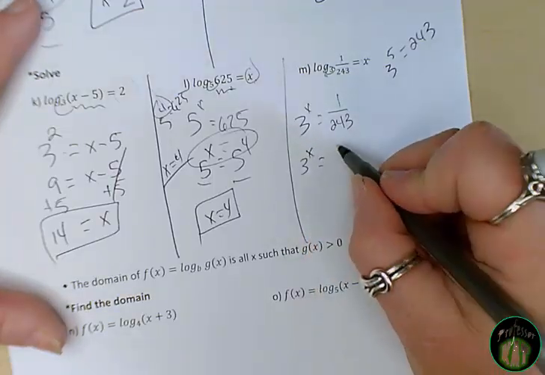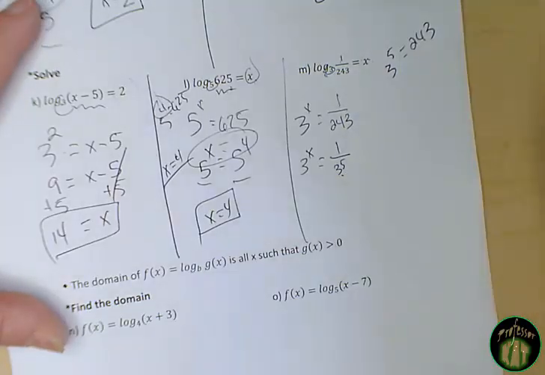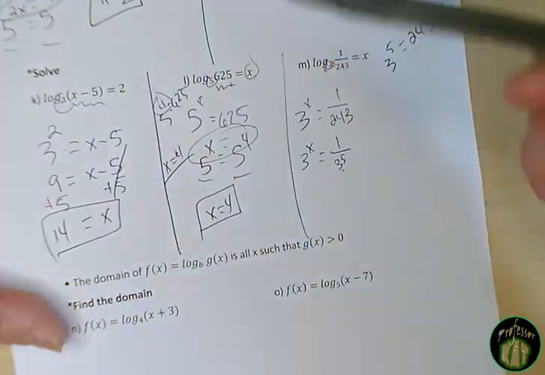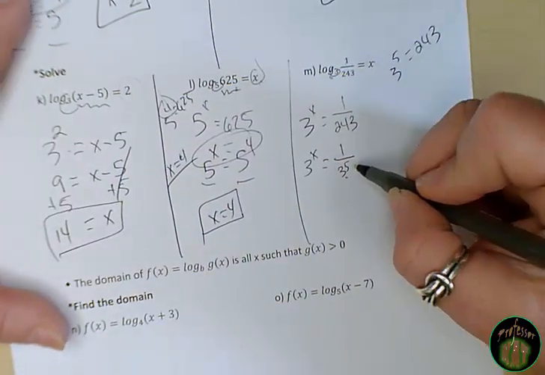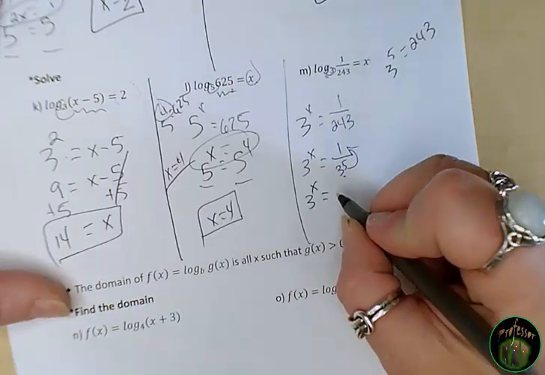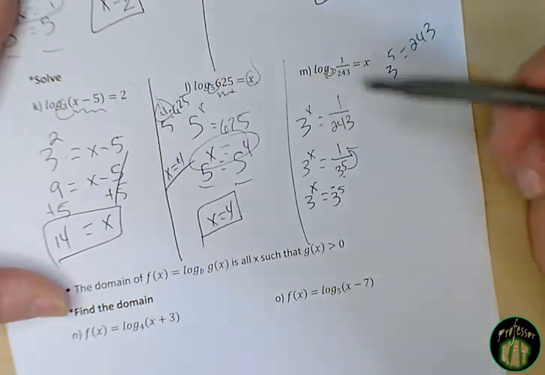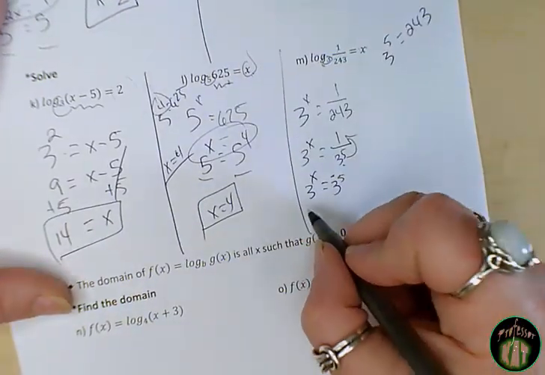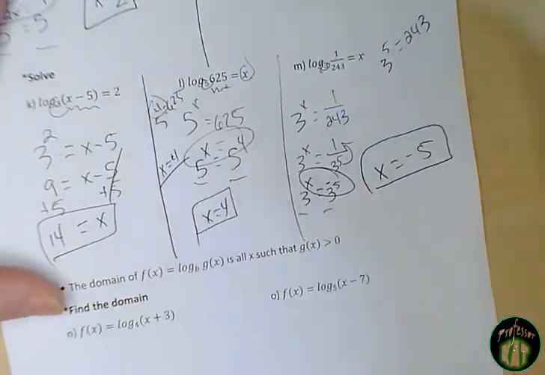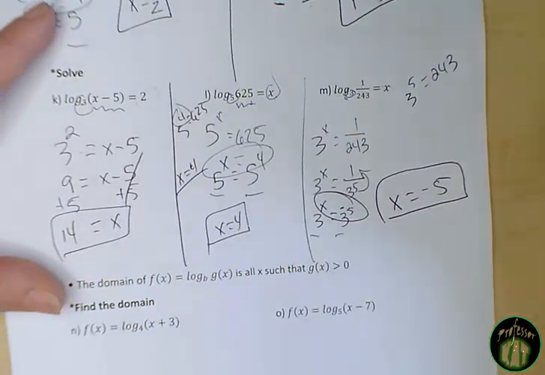I'm going to drop down 3 to the x, and I'm going to call this 1 over 3 to the 5th, right? 243 is 3 to the 5th. Now, I need to have the same bases, and I don't have that yet. So we did a similar problem to this, where you want to take your denominator and raise it up to the numerator. And you can do that by using the negative exponent rule. You can bring the denominator up top by changing the exponent sign. So this is now going to be 3 to the negative 5th, which means my bases are the same. We can set our exponents equal to each other, and x is equal to negative 5.